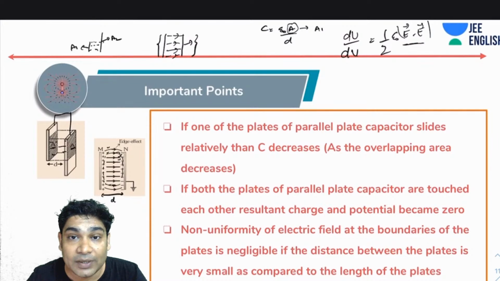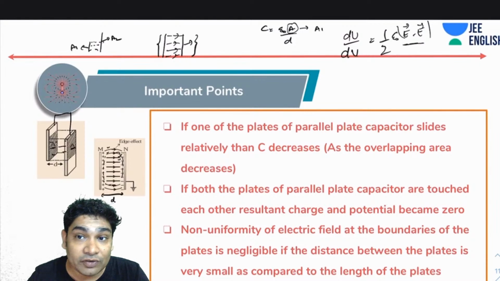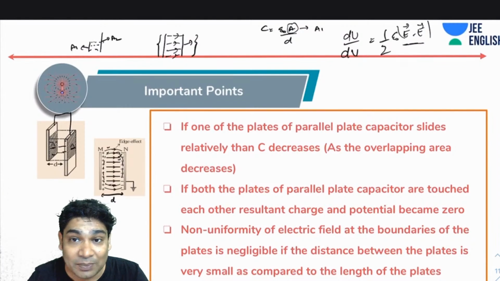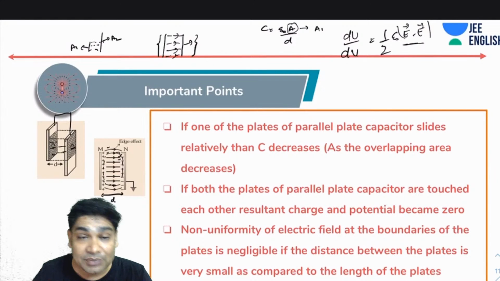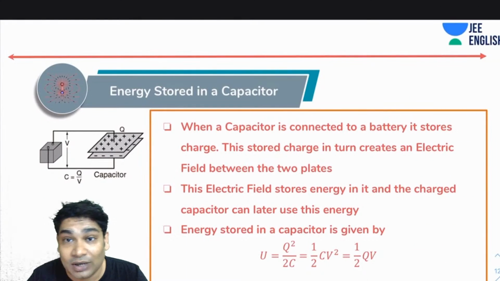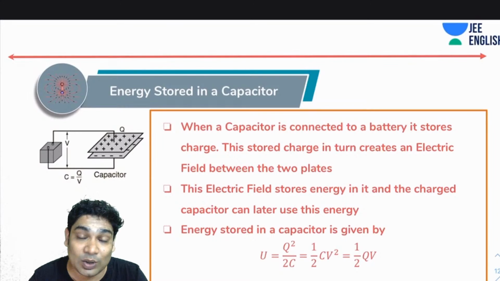Okay, so please note that non-uniformity of electric field at the boundaries of the plates is negligible if the distance between the plates is very small compared to the length of the plates or the dimensions of the plates. So if my assumption is still valid, I can ignore the end effects. Okay. Alright, so now let's talk about the energy stored in a capacitor.